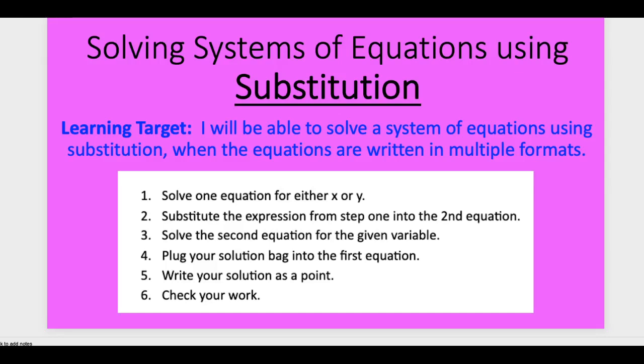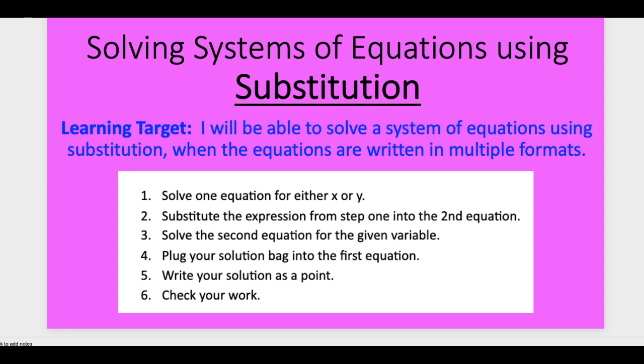In last week's module, we learned about solving systems of equations using substitution, specifically when those equations are already in slope-intercept form. So our learning target for this week is: I will be able to solve a system of equations using substitution, even when the equations are written in multiple formats.